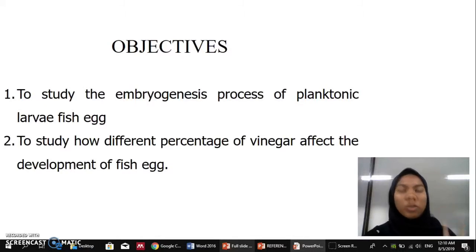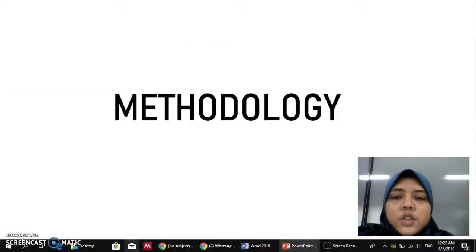So the two main objectives are to study the embryogenesis process of planktonic larvae fish eggs, and to study how different percentages of vinegar will affect the development of the fish eggs. So now we proceed to the methodology part.